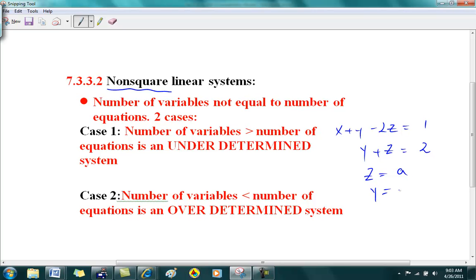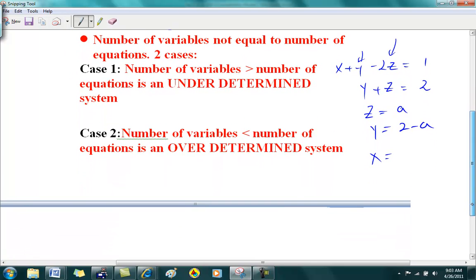Then I know that y is going to be 2 minus a, and I can take these two values, plug them in here, and get another answer for x, which will be in terms of a. And this is underdetermined because I can pick any number for a and I can get an answer for x and y. Pick another number for a and I get another set for x and y. So I can't fix a value for x, y, and z. Just one set of triplets cannot do that. So that's why it's underdetermined.